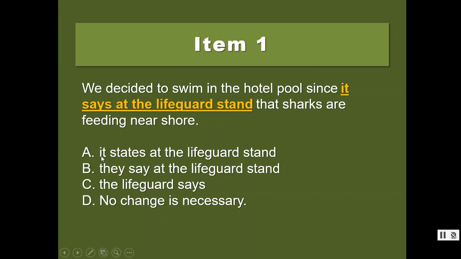So this A is not really an option, because all we're doing is swapping it states for it says. They say is not fixing it, because then we have an ambiguous they there. But C is going to be right, because we actually have who is saying this. So it's the lifeguard says. So that is how we could get rid of that ambiguous it.